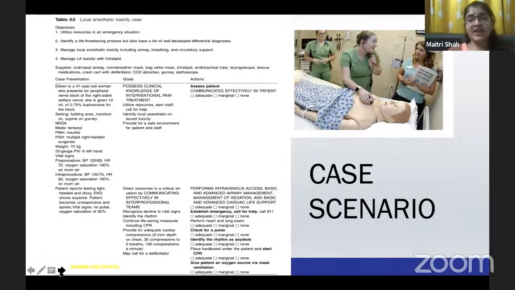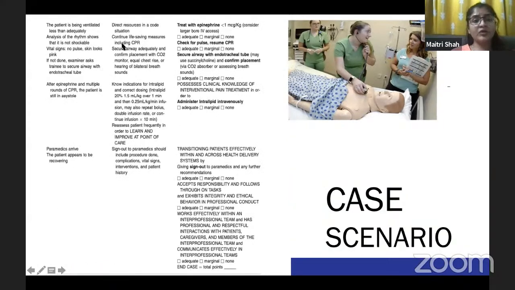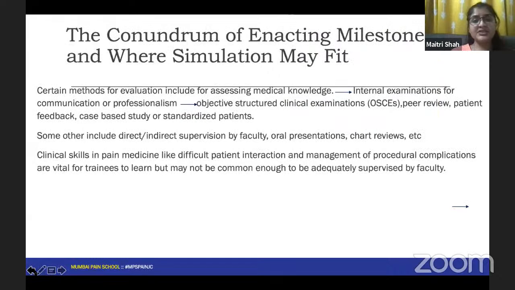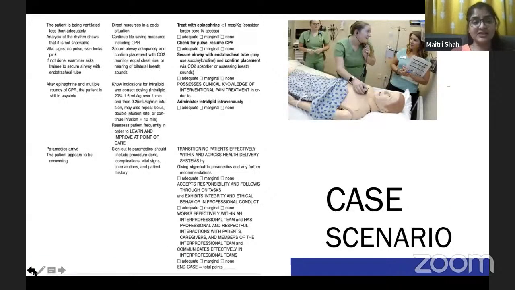This is an example of a case scenario, most commonly local anesthetic toxicity, which we might face during pain medicine procedures. So this is a patient, a 41-year-old woman, who is posted for a peripheral nerve block, and apparently she develops local anesthetic toxicity and how it is supposed to be managed. So what all steps have to be taken, and what medications and what other instruments or any other modalities can be used. This is a very generalized example, but this is how the basic simulation practice takes place.